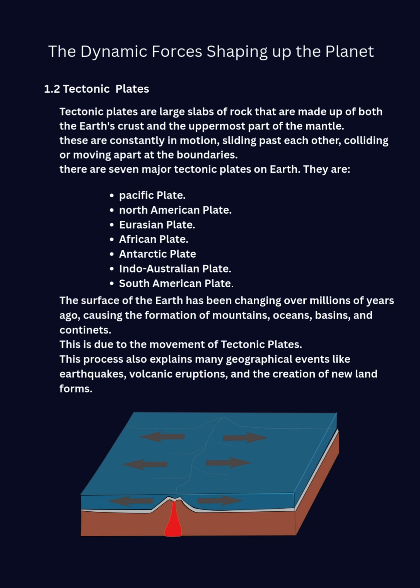The surface of the Earth has been changing over millions of years, causing the formation of mountains, ocean basins, and continents. This is due to the movement of tectonic plates. This process also explains many geographical events like earthquakes, volcanic eruptions, and the creation of new landforms.